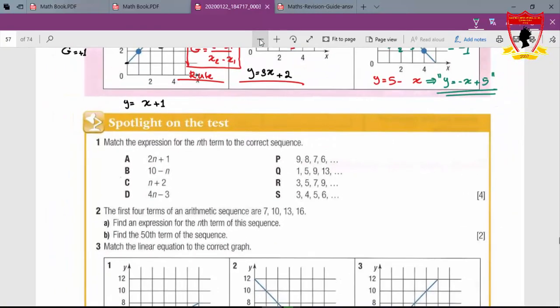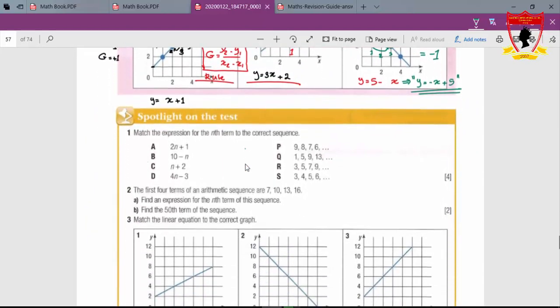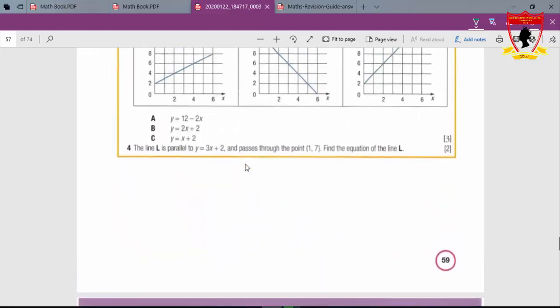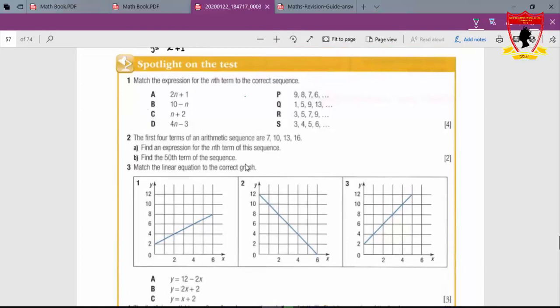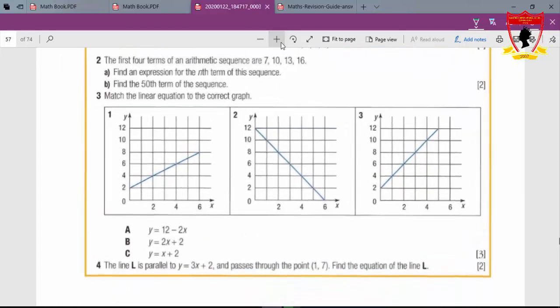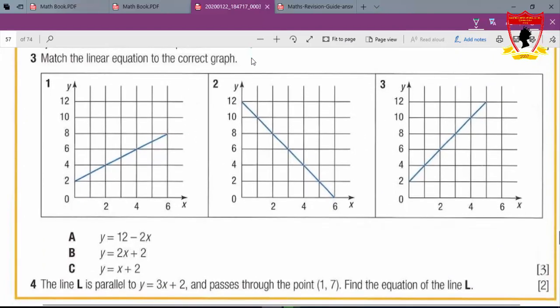Then what's next? Okay, question 1 and 2 are about sequence. Previously, we talked about sequence in the previous lesson. Now, in this tutorial, we focus more on equations, linear equations, and lines.